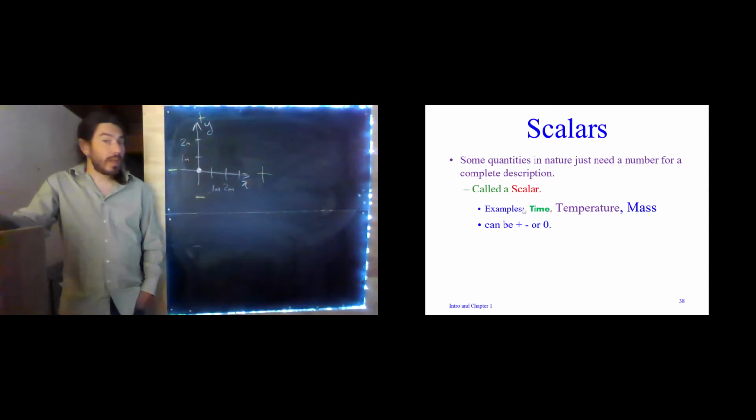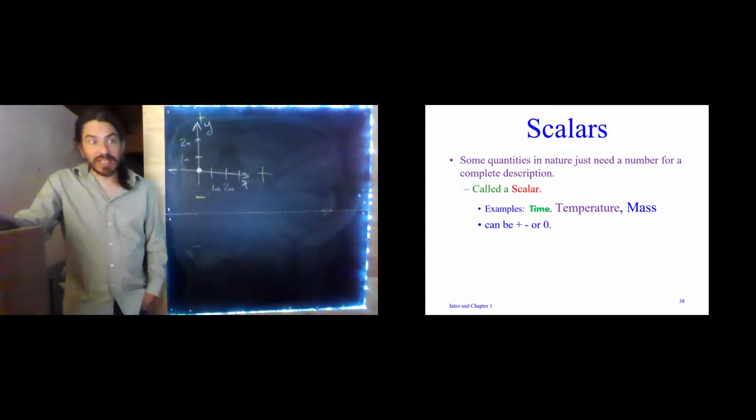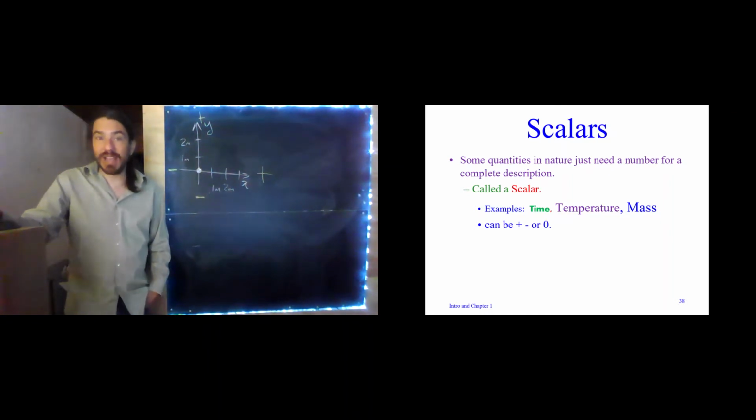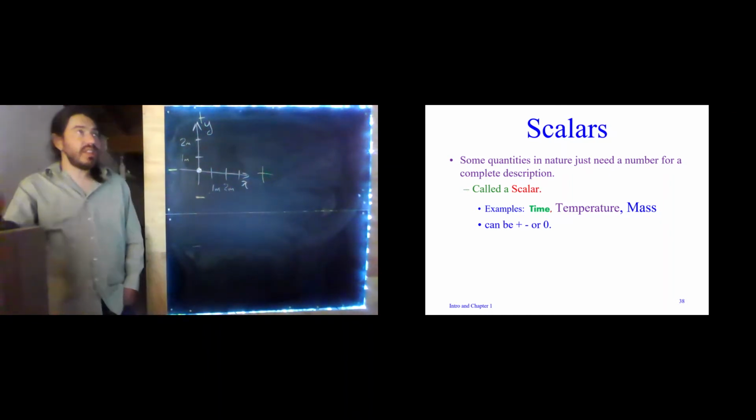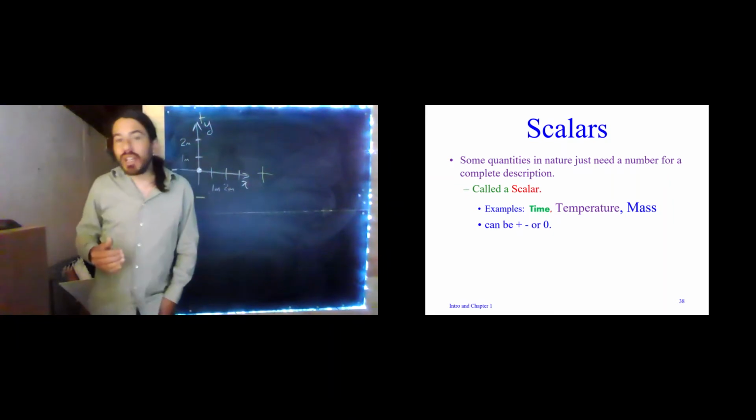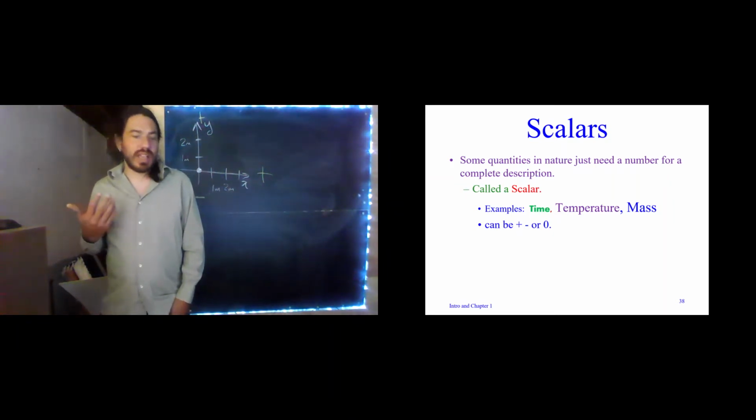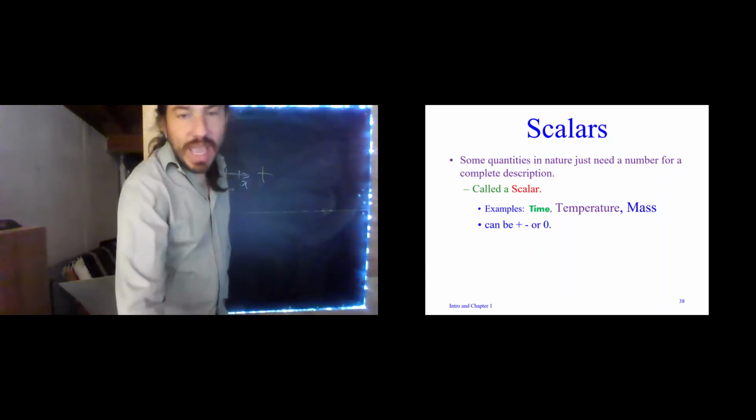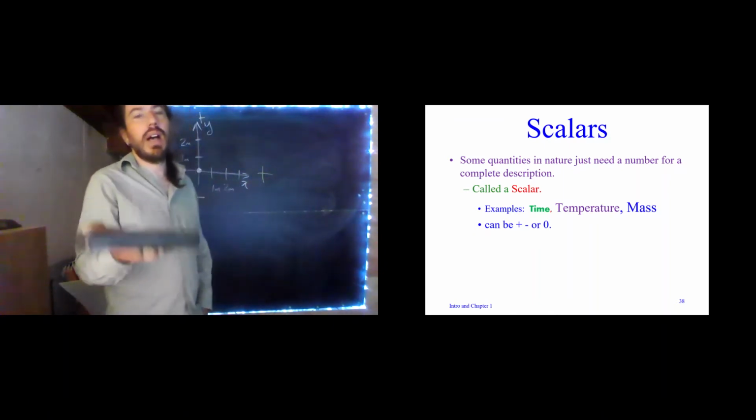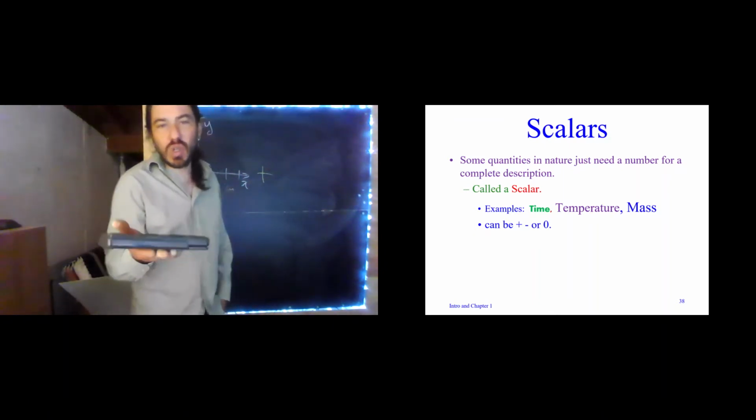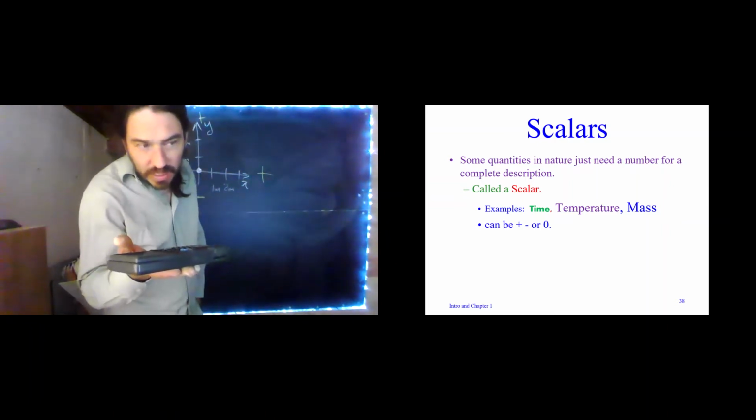Okay, a couple of different ways that quantities might manifest themselves in nature. Some quantities are scalars, and they just need a number for a complete description. Examples are time, temperature, and mass. While scalars do not have direction, they can be positive or negative. So, for example, let's look at mass. The mass of my calculator might be 200 grams. Okay, so let's say a 200 gram calculator.